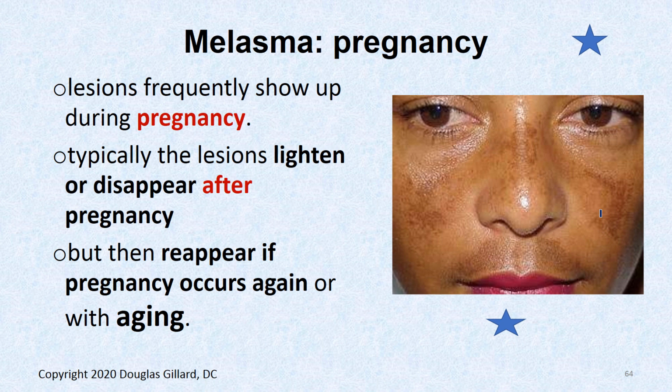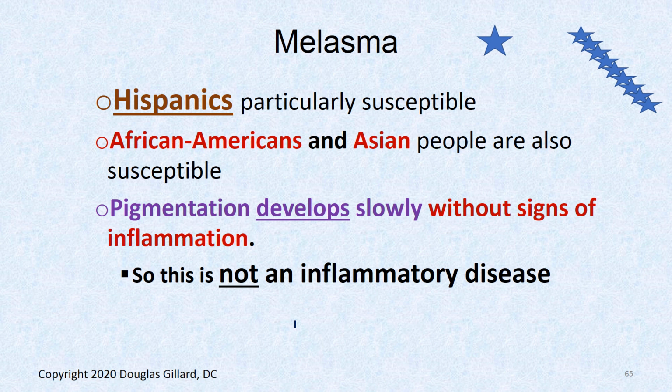The mask of pregnancy, because it shows up during pregnancy. Estrogen has something to do with this, we believe. After the pregnancy disappears, sometimes they go away, but they typically come back later in life. If you've got them when you're young and pregnant, they'll probably show up later.